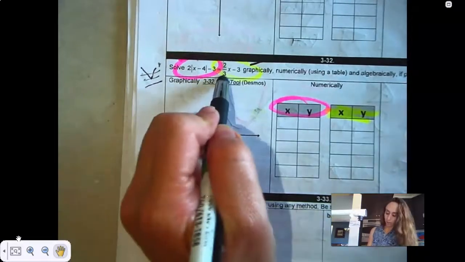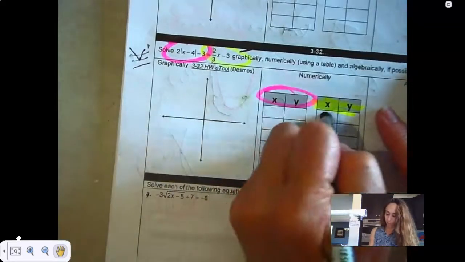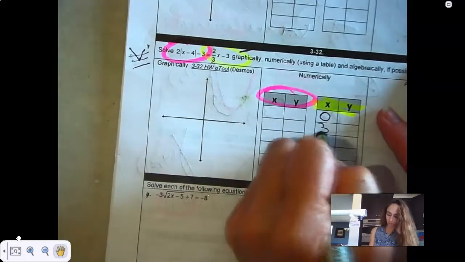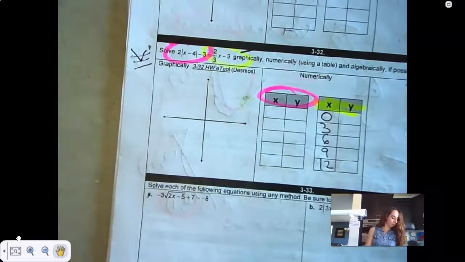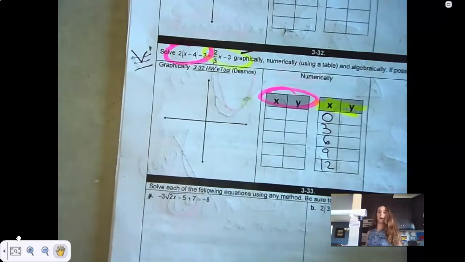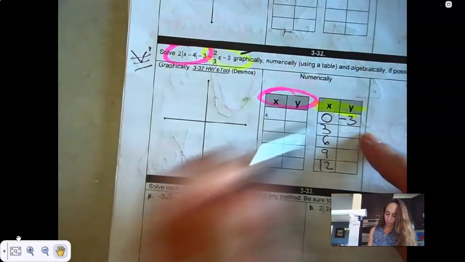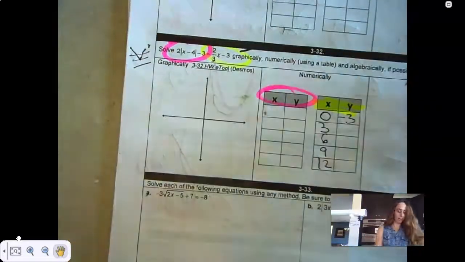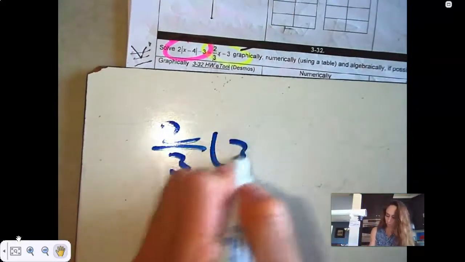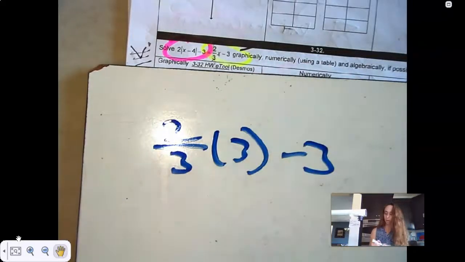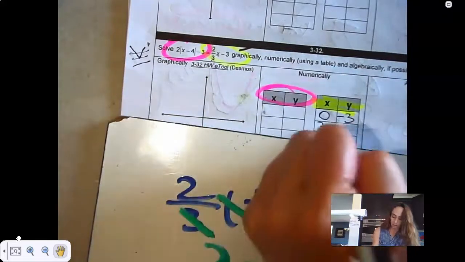Now, I'll be honest, when I look at that fraction, I feel like the whole numbers are the ones that are going to work. So I would try 0, I would try 3, I would try 6, I would try 9, I would try 12. I would try problems that I know are going to evenly work. So anything times 0 is 0, minus 3 is negative 3. 2/3 of 3, let me show my work. Okay, when I do that, this is gone. 2 minus 3, negative 1.